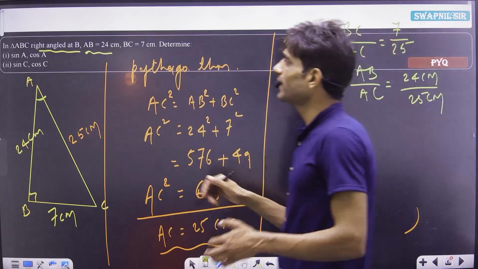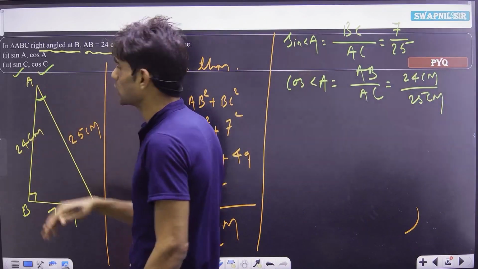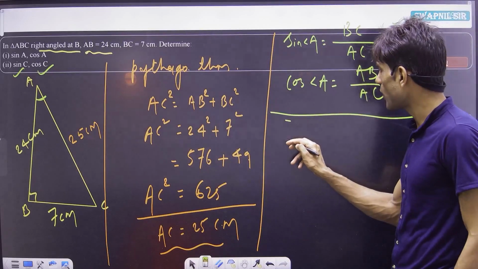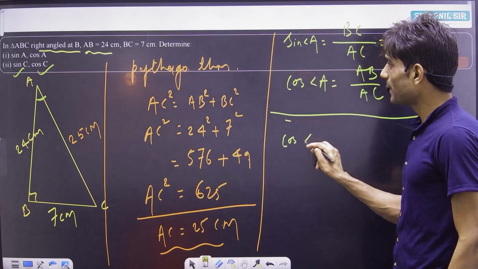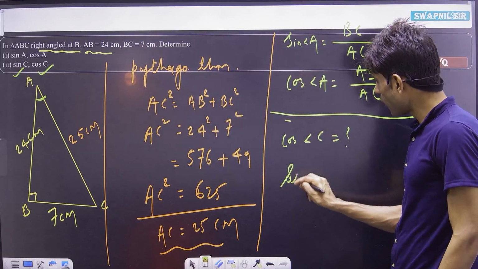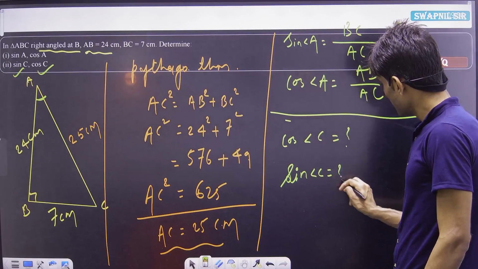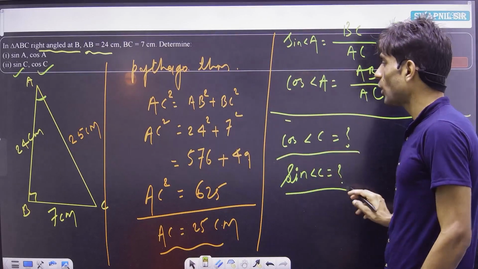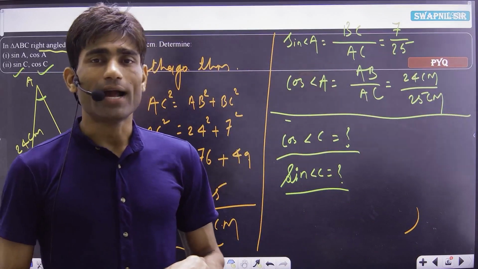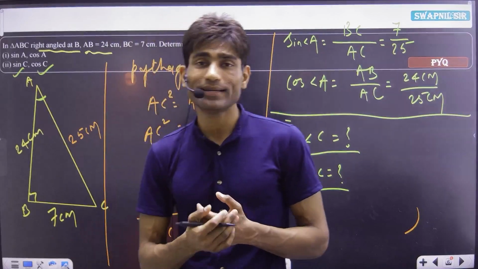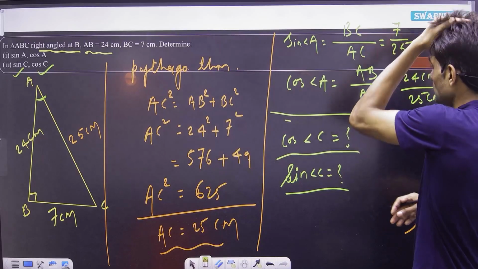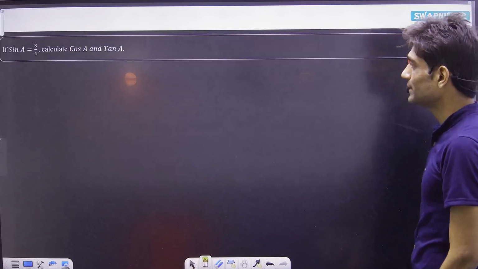Similarly, define the value for sine of angle C and cos of angle C. Keep this part for your homework and tell me the actual value for cos of angle C and sine of angle C in my comment section. I'm waiting for the solution of this question. If you found anything difficult, let me know in my comment section too. I will come up with a similar video like this one. Now let's move to the next question. I'm expecting that you have understood this solution.